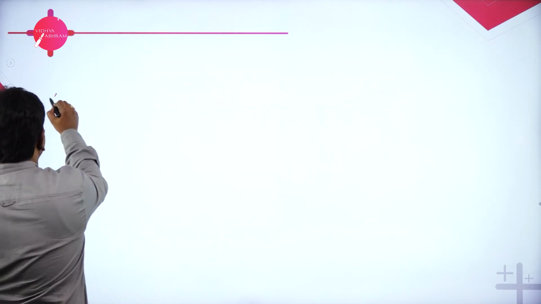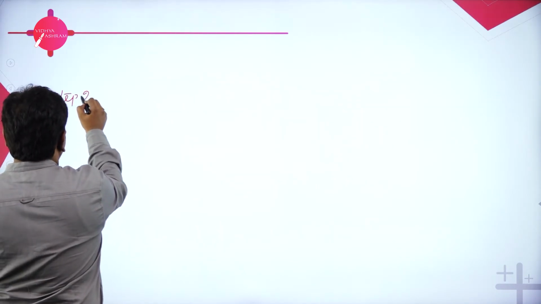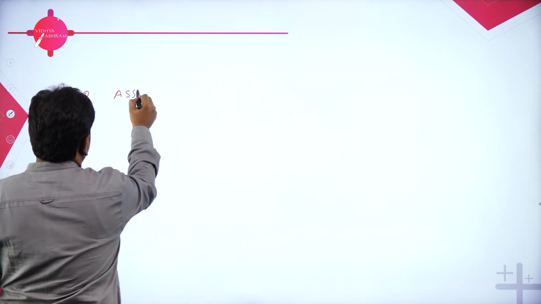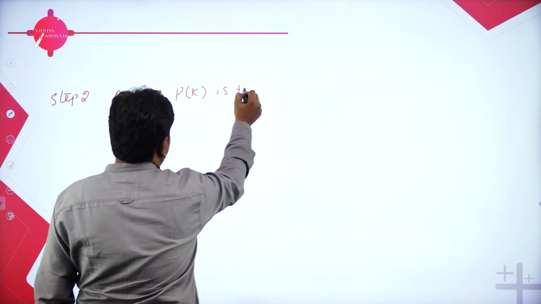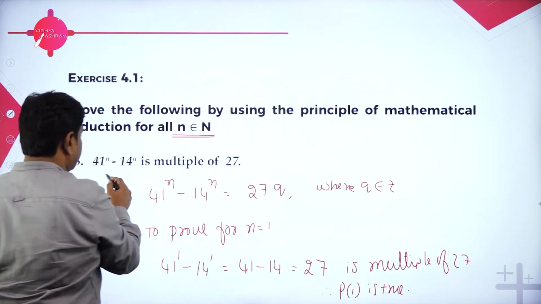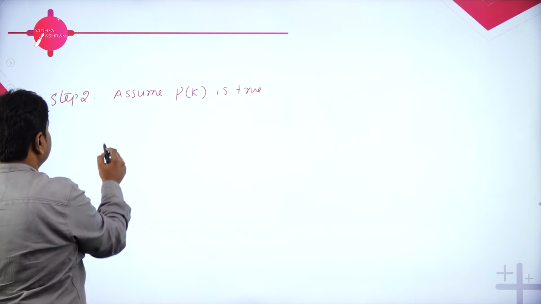What is step 2? Assume the statement is true. Assume P of k is true. It means the statement is true for P of k. That means in the problem, in the place of P of n, put k.